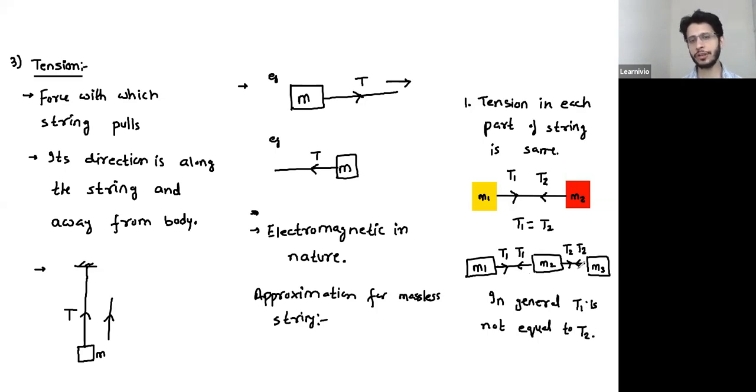This is one string, this is another string. So you have two different strings or two different tensions. But this is a single string. In a single string, you will have the same tension. But for this, you should have a massless string. This is valid only for a massless string.